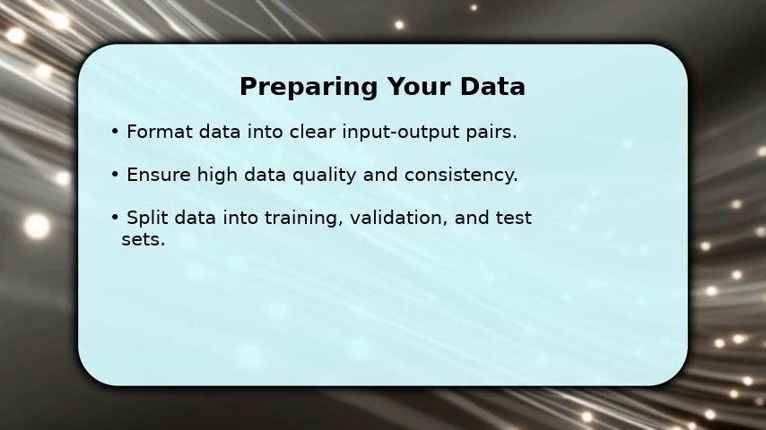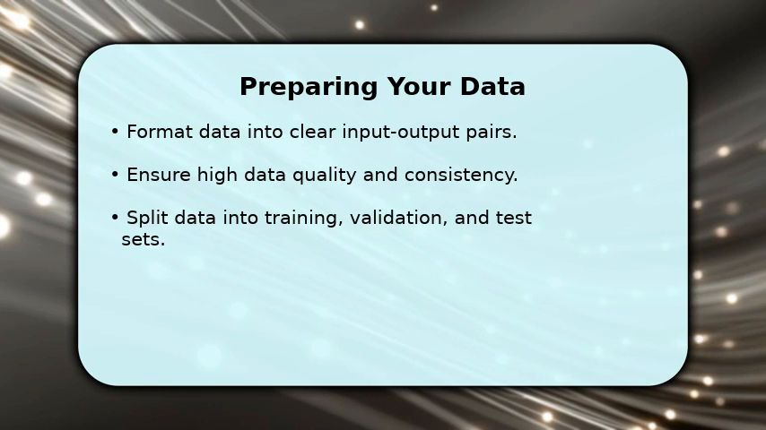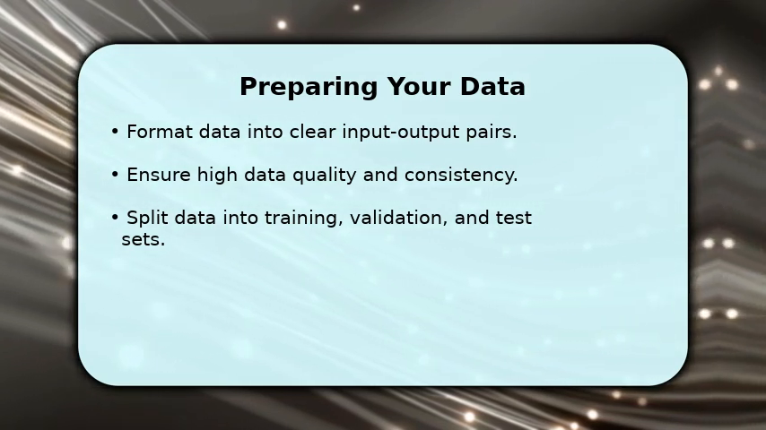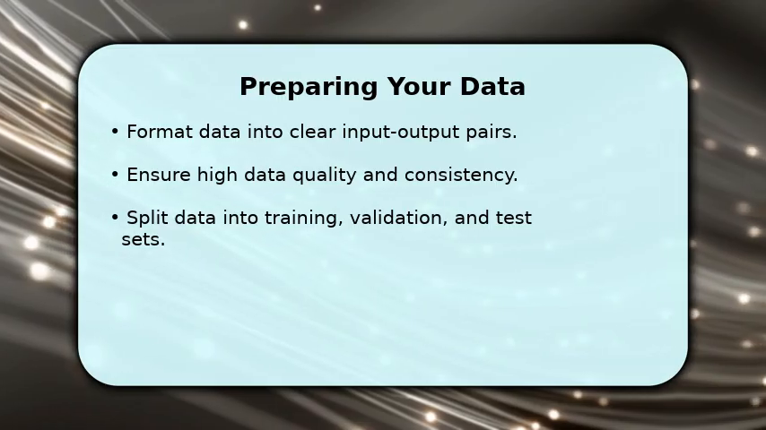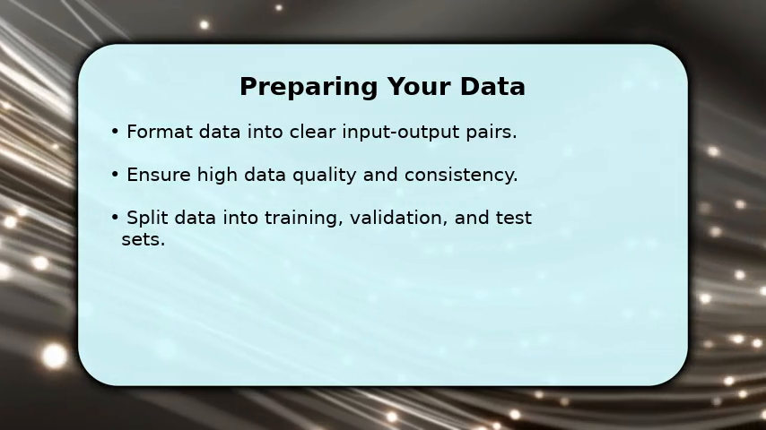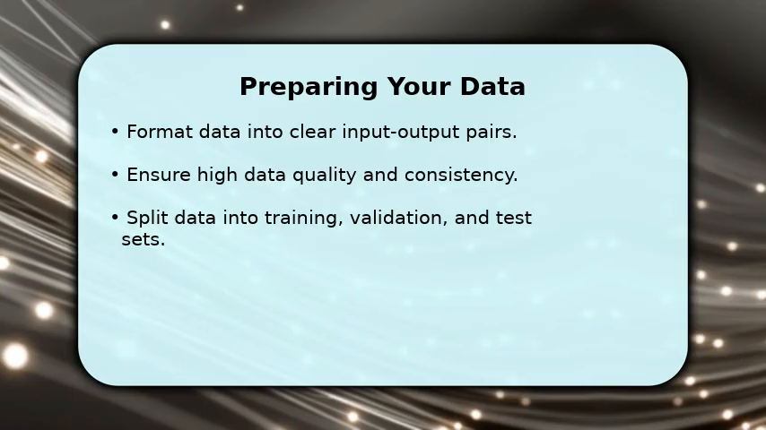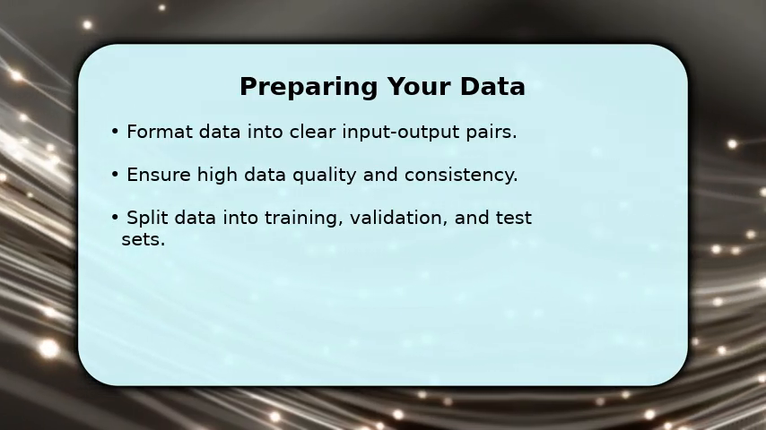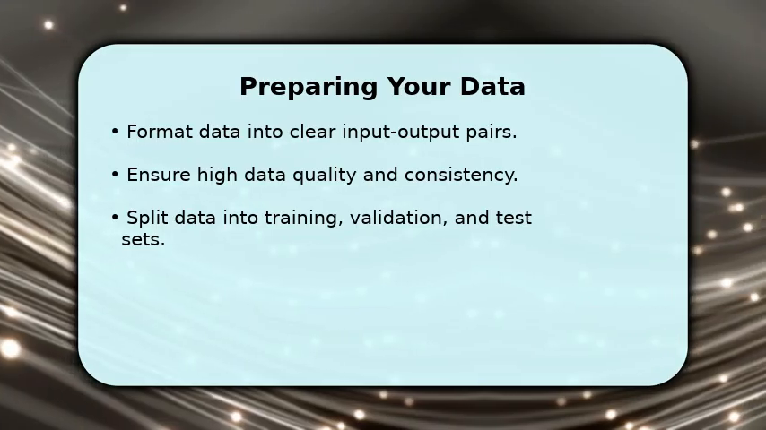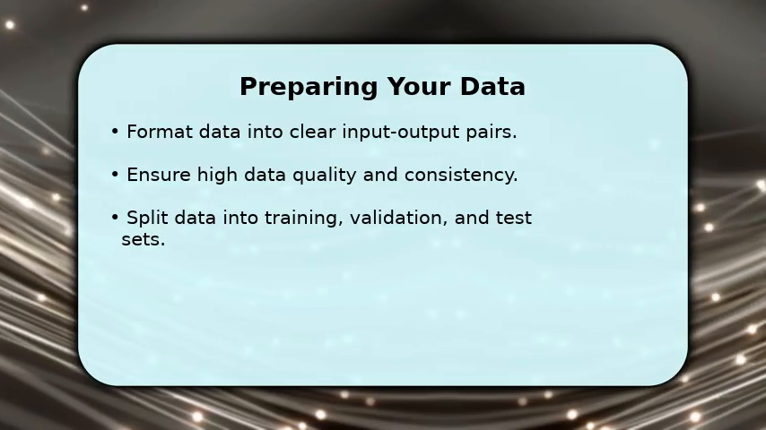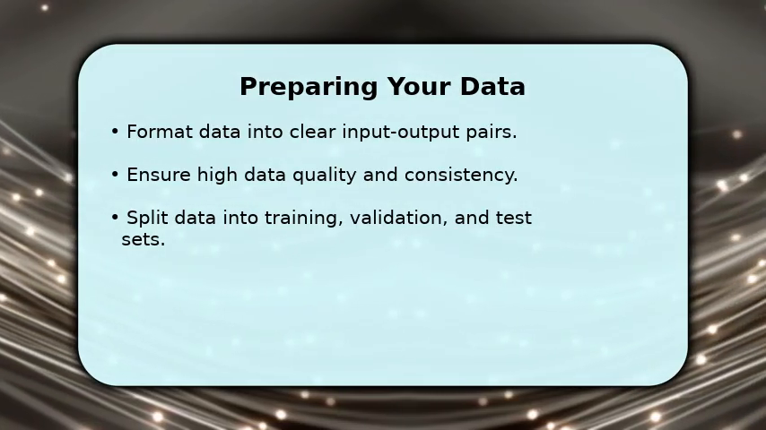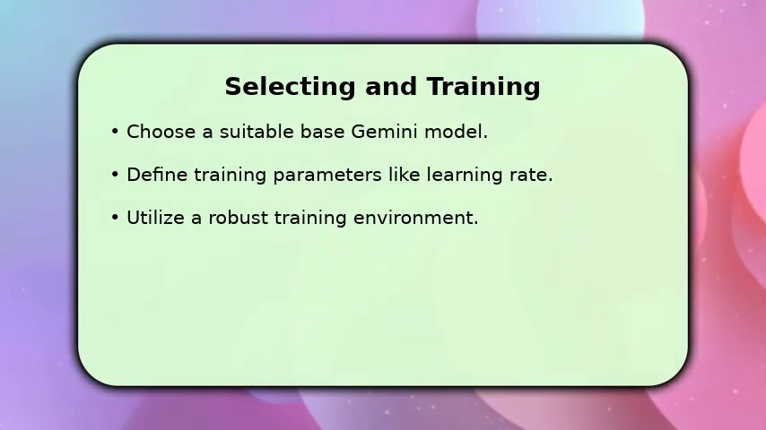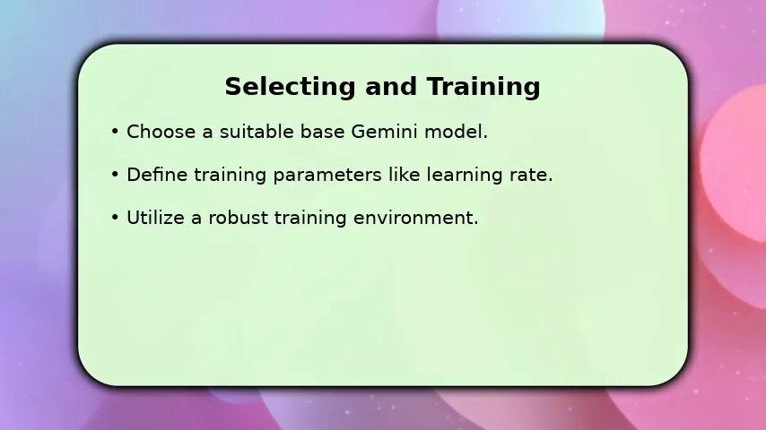Data preparation is crucial for successful model training. You'll need to format your information into distinct input-output pairs, ensuring each example is clear and consistent. It's also vital to maintain high data quality throughout. Remember to split your dataset into training, validation, and test sets, typically using an 80 to 10 to 10 ratio to properly assess performance. Once your data is ready, select a base Gemini model that aligns with your project's needs.